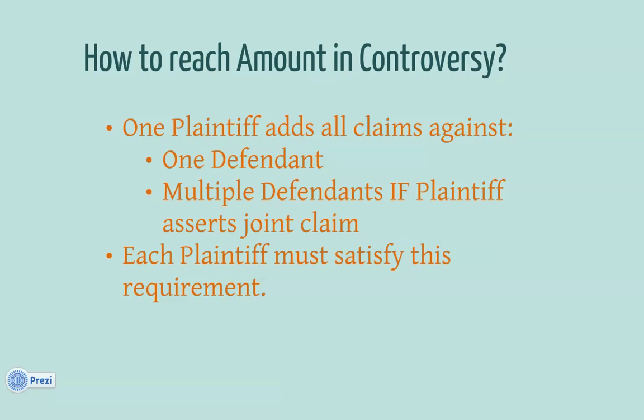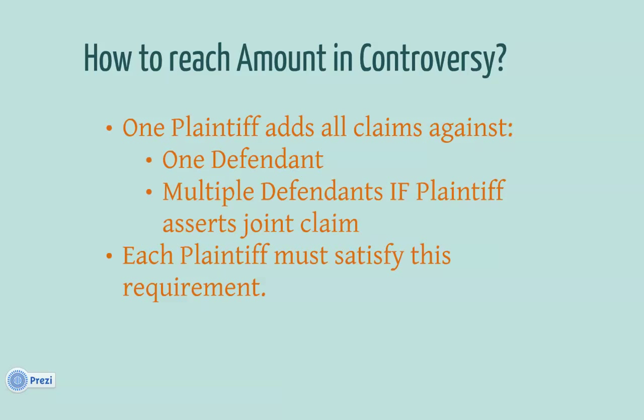Now, how do you reach this amount of controversy? One plaintiff is going to add up all his claims against one defendant. So, for example, if one plaintiff has 2 claims against a defendant, one for breach of contract and one for intentional infliction of emotional distress, and in the contract claim, he alleges $50,000 of damages, and in the intentional infliction of emotional distress claim, he alleges $30,000 in damages. Now, looking at these separate claims by themselves, the plaintiff does not reach the amount in controversy, but you get to add those damages together, so the plaintiff has $50,000 plus $30,000 of alleged damages, so that's $80,000, and that case would meet the amount in controversy because it is greater than $75,000.